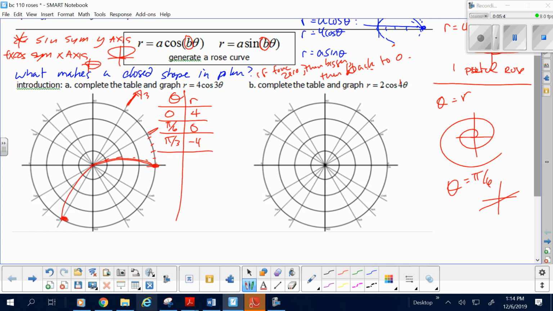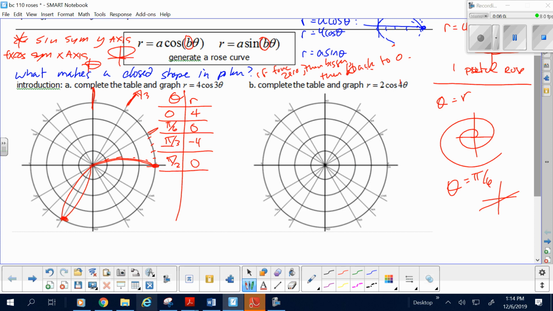Now the next interesting point is 2 pi over 6, 3 pi over 6, or pi over 2. What's 4 cosine of 3 pi over 2? 0. So I'm back to the origin, yay? When I face pi over 2.